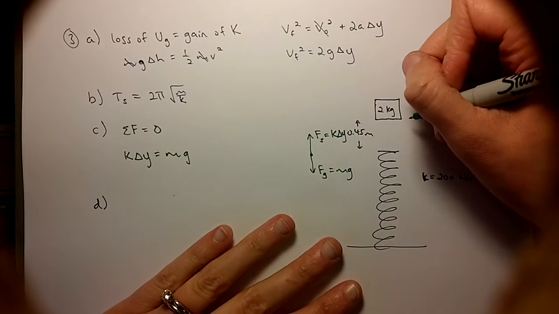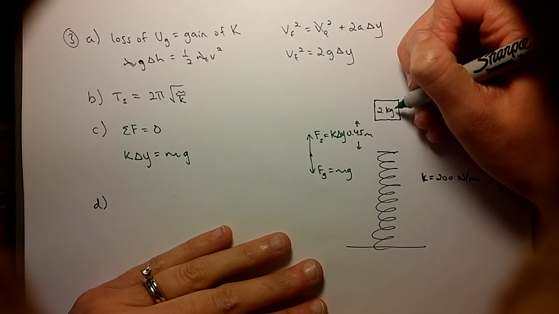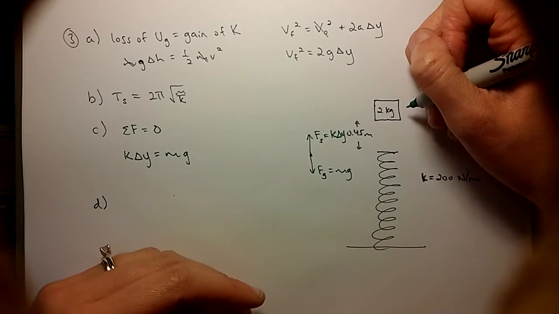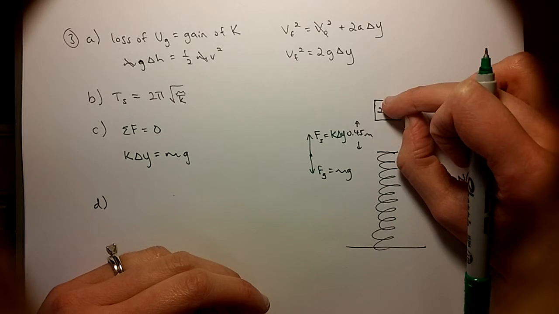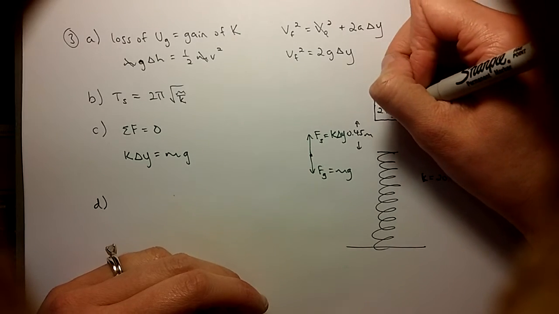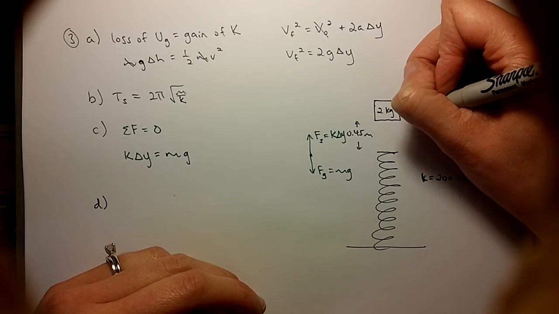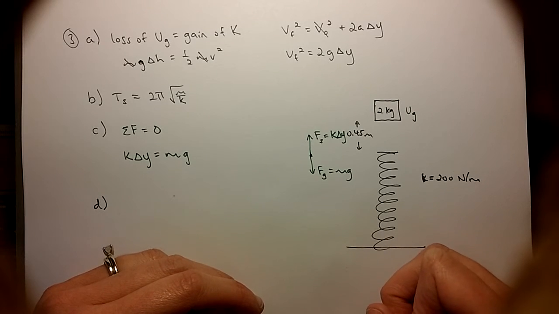And so because when the block starts up here, when it very first starts and it's released, it's at rest and the spring hasn't been compressed yet. So it doesn't have any kinetic energy. It doesn't have any elastic potential energy. So initially when it's up here, it only has gravitational potential energy.